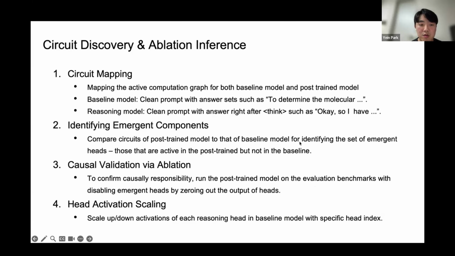We also additionally do some head activation scaling, which means scaling up or down the activation of these found reasoning heads in the base model to find out if these specifically do something for some kind of complex tasks for activating reasoning.